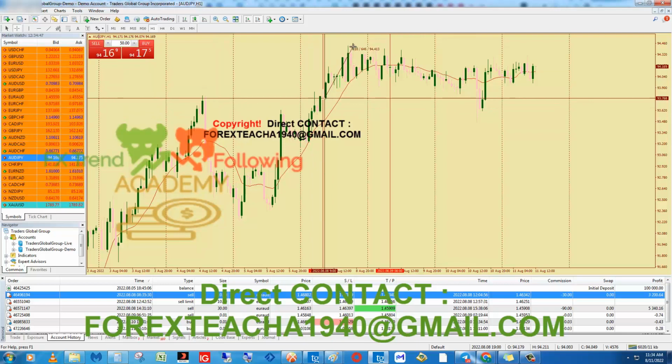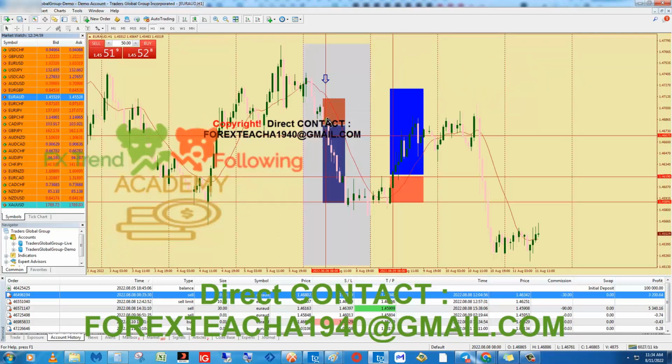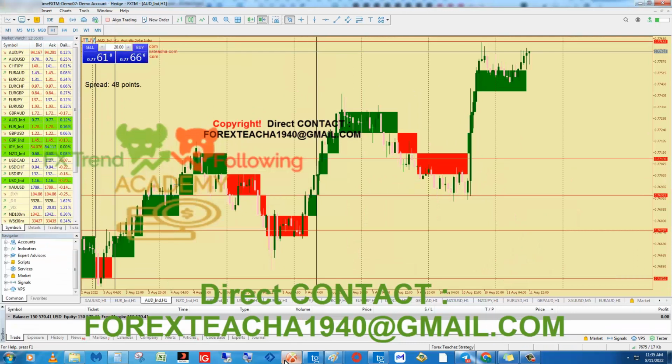If you're trading euro AUD, since the Australian dollar is on the right side, we are only going to be looking for a sell trade, which is why I placed this sell trade. With this trading system, you can tell if the currency index is very strong, and then you know there's a high probability that the trade is going to work out in your favor.